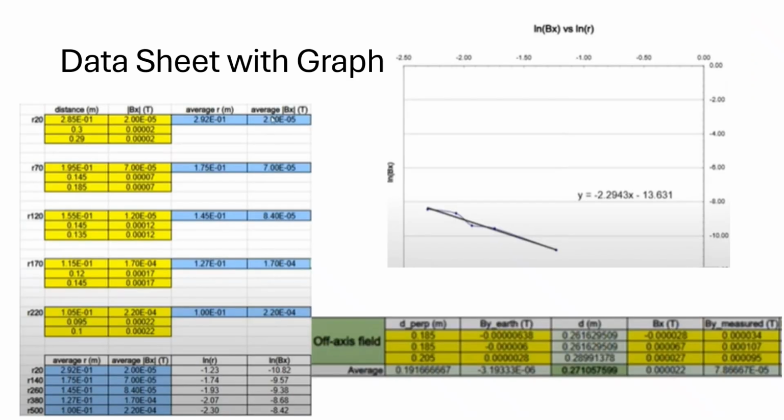The graph shows the natural log of Bx versus the natural log of R, and from that we get a fairly linear relationship confirming the inverse squared type dependence we expected for the magnetic fields from that formula earlier. You see the data points trending closely to a line, but there's a bit of scatter. It could be some small measurement errors.